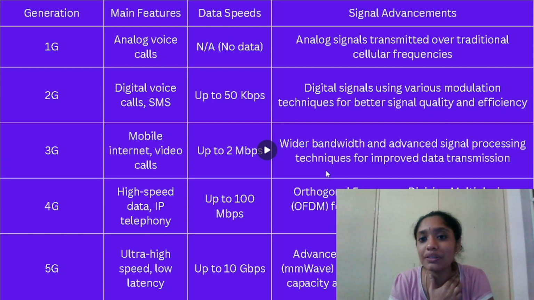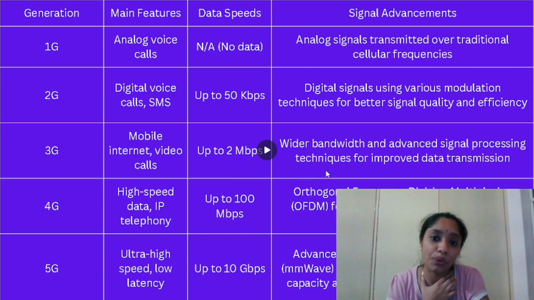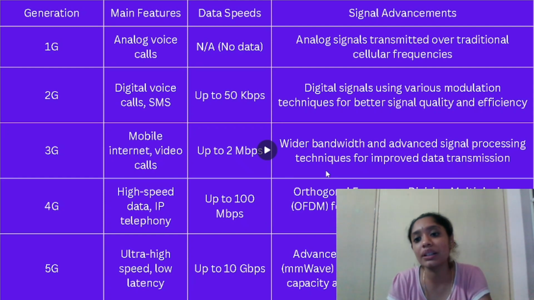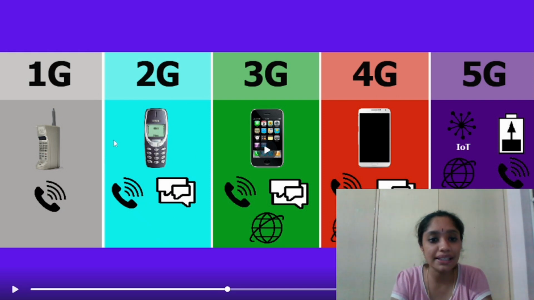So, what was the signal advancement done? Digital signals using various modulation techniques for better signal quality and efficiency. So, here is a pictorial representation of it. So, see, cellular networks with voice call and message.